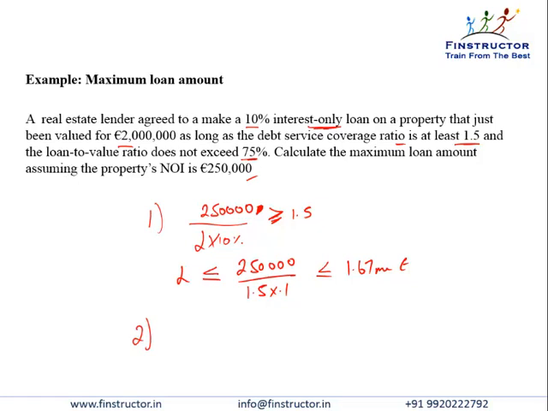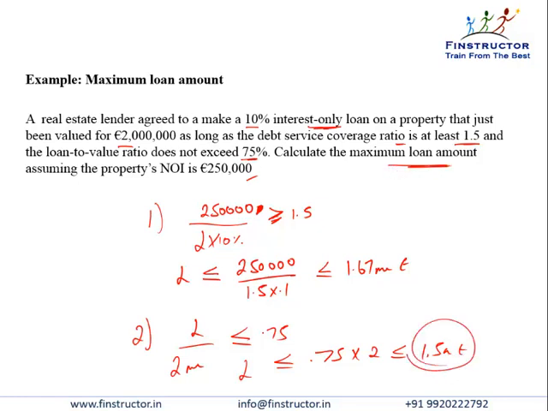It says that the loan to value should not exceed 75%. The property has been valued at 2 million. So the loan amount divided by 2 million should be less than or equal to 0.75. From the second condition, the loan should be less than or equal to 0.75 times 2, that is, less than or equal to 1.5 million euro. Hence, the maximum loan amount that he can take would be 1.5 million euro.